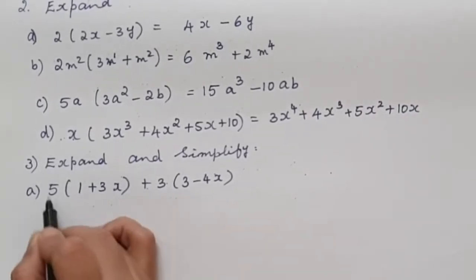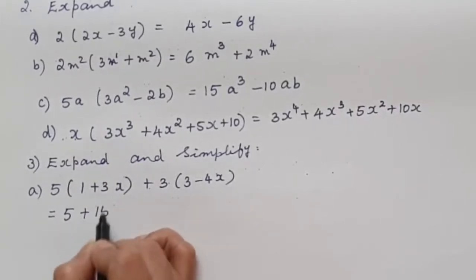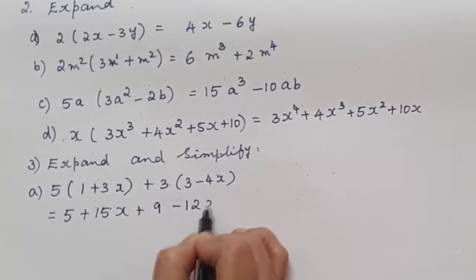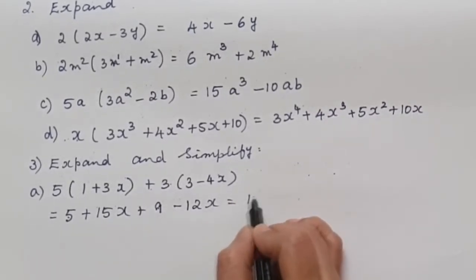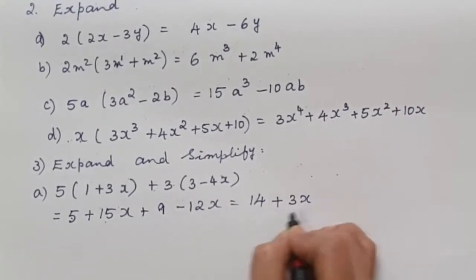So when you multiply it, 5 into 1 is 5, 5 into 3x is 15x, plus 3 into 3 is 9, minus 12x. So the numbers we can add, 5 plus 9 is 14. 15x minus 12x is 3x.